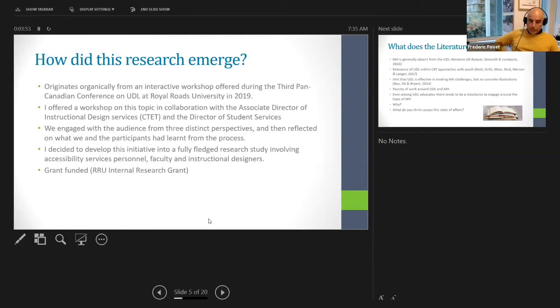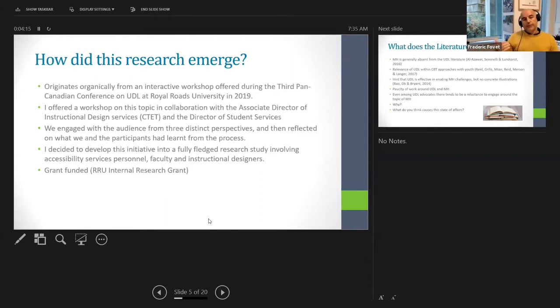And at one point, I met with the director of student services and with a director of instructional designers. I said, would you be interested in doing a session on mental health and doing it as a three-party workshop? We hadn't really thought in depth, but we thought this is a great occasion to get together and actually talk about this from a multidisciplinary perspective. And it went really well.